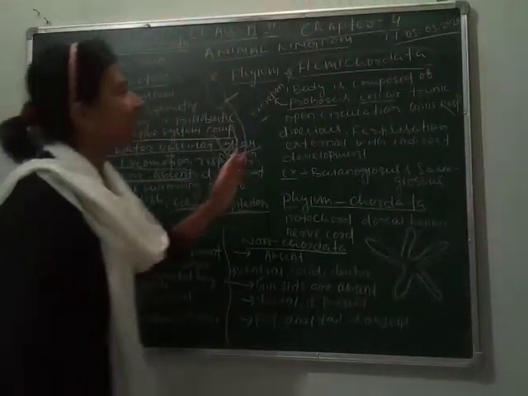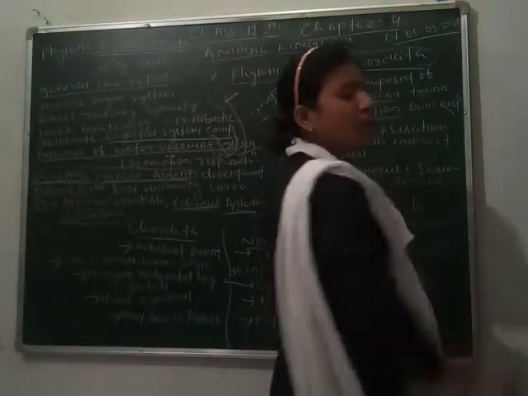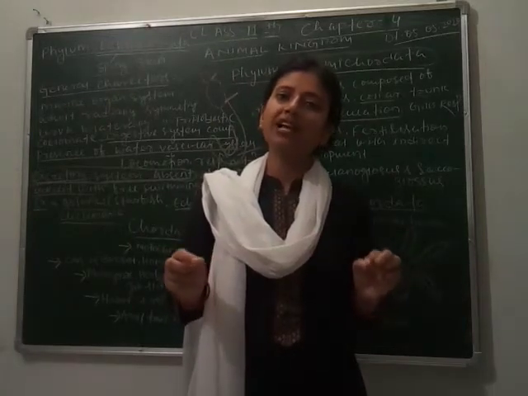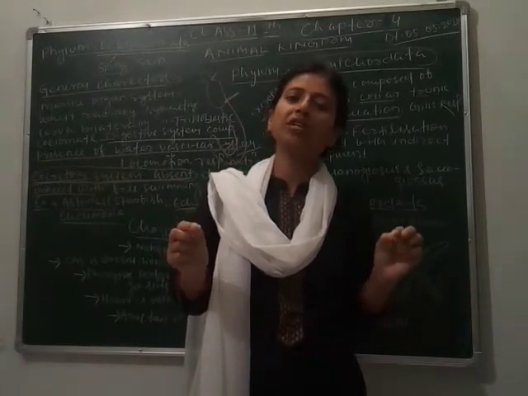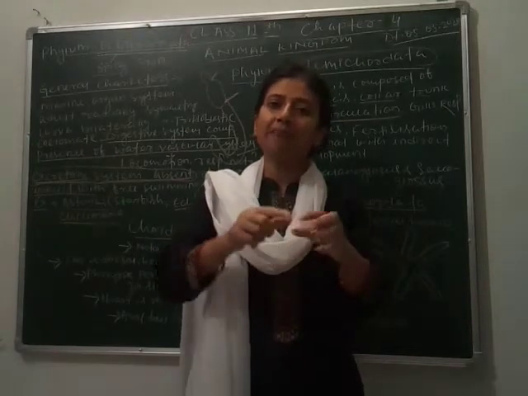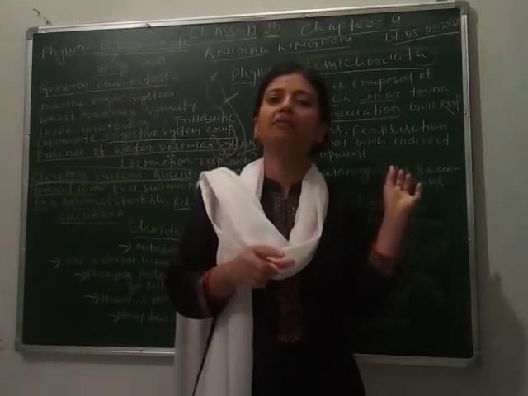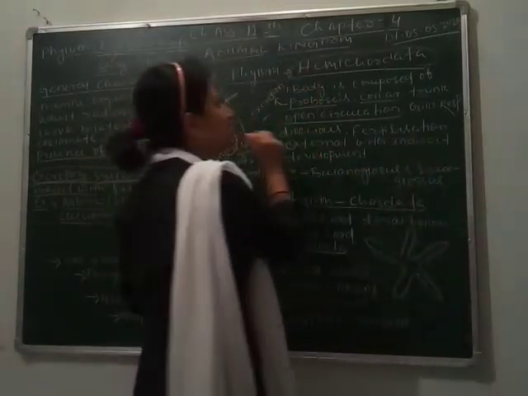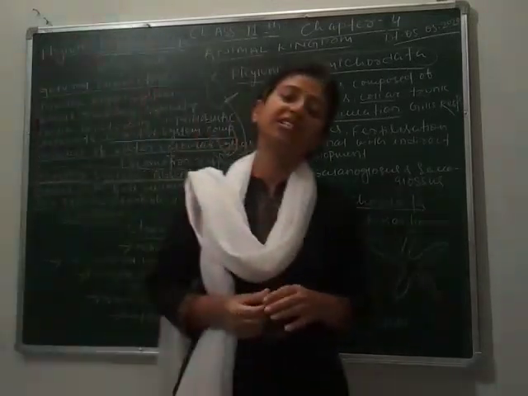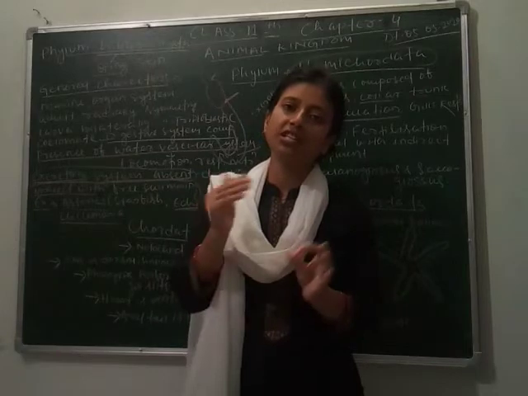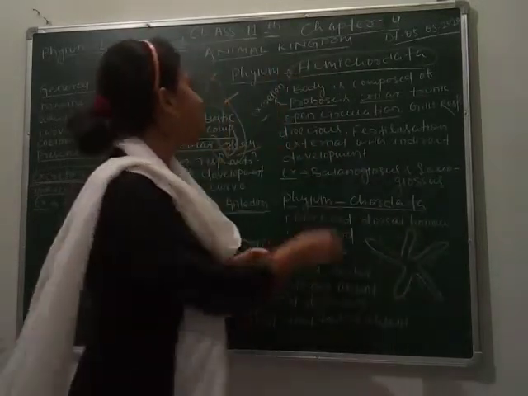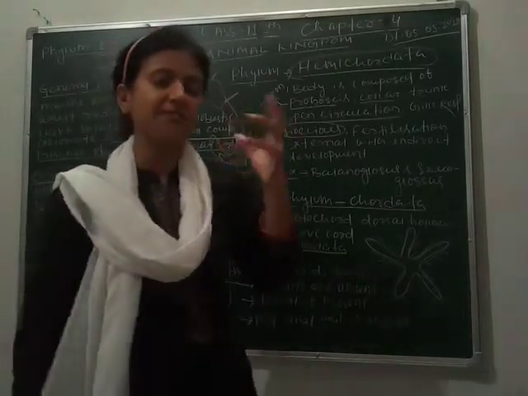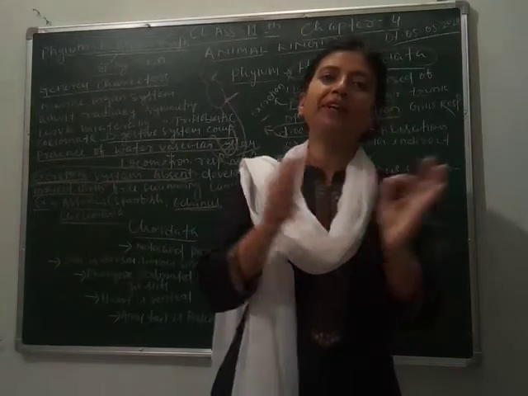The next character is that it has open circulation. Closed circulation is one in which blood vessels are used to carry the blood. Open circulation means the heart pumps the blood and the parts nearby the heart get a bath in the blood and get the oxygen also. So they have an open circulatory system. Gills are present for respiration, which means they respire by means of gills, or the respiratory organ is gills.